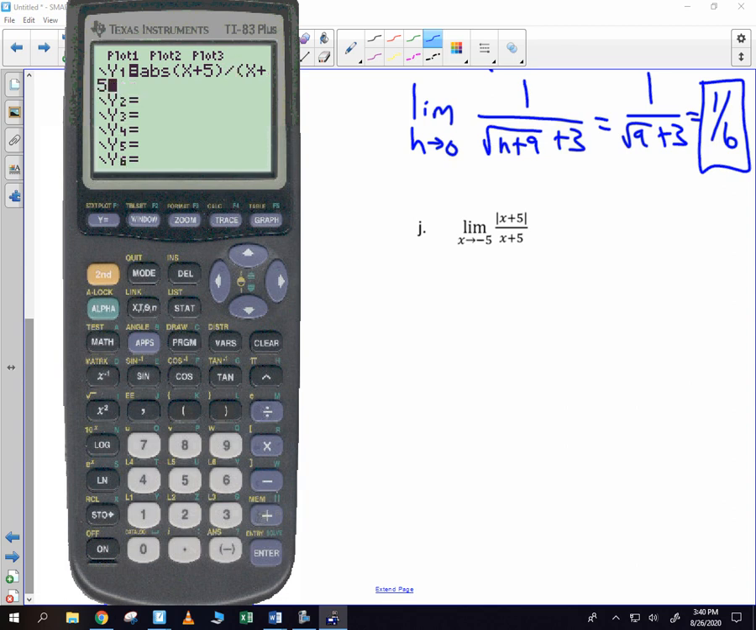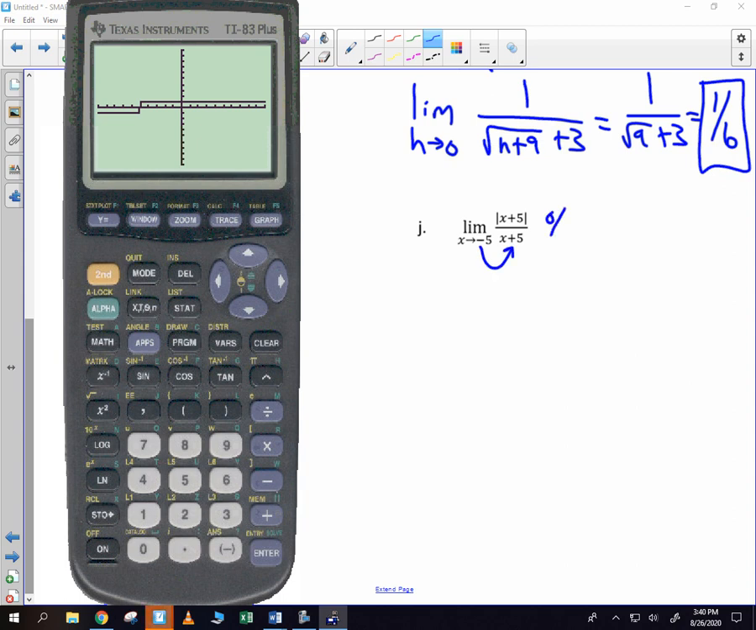And what I'm going to do now is zoom 6 into a standard window so we can see what this looks like. And sure enough, you can tell that if you were to plug in -5, you would get 0 over 0. This thing has a break in it at -5. 1, 2, 3, 4, 5. And it goes down to -1 and up to +1. So the graph actually looks like this.